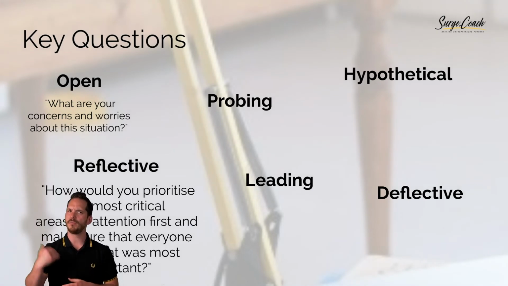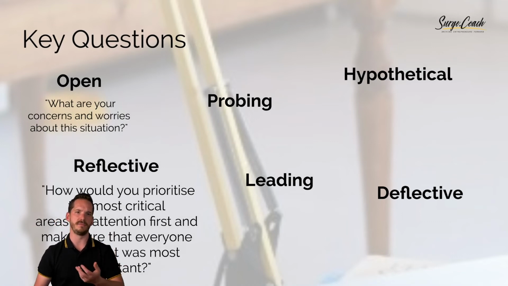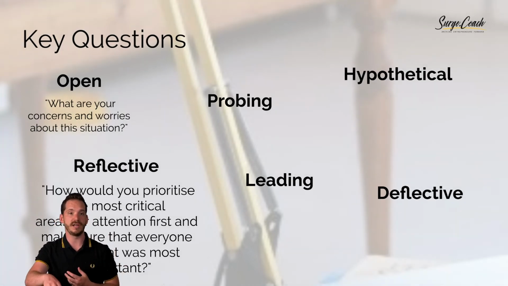Reflective. How would you prioritize the most critical areas for attention first, and then make sure that everyone knew what was most important? So you're kind of like reflecting on what someone said and you're asking them to reflect back. It's a good question to have, especially if you have the time to have a conversation.